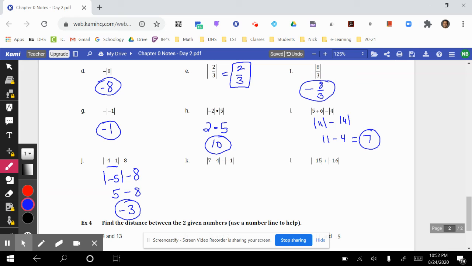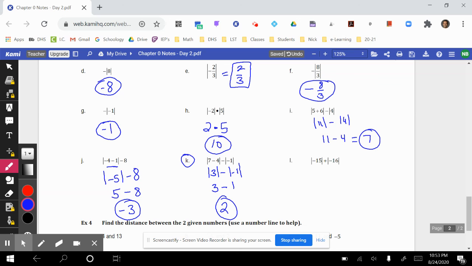All right, why don't we pause the video here, and you guys try letter K. All right, let's see how we did here on letter K. So we're going to take the 7 minus 4, which is 3, and we're going to get the absolute value of that. And now we're going to subtract that from the absolute value of -1. Well, the absolute value of 3 is just 3, minus the absolute value of -1, which is 1. So now we have 3 minus 1, which is just 2.